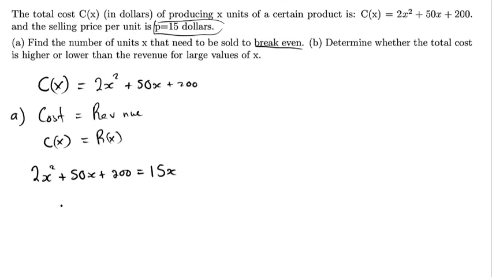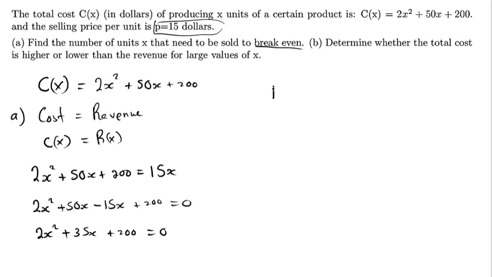If I rearrange this equation, what I'll get will be 2x squared plus 50x minus 15x plus 200 equals 0. So 2x squared plus 35x plus 200 is equal to 0. Okay, so now let's find the number of units. In short, let's find the value of x such that we know the way to break even. In this case, we first have to determine whether this is possible or not. To do that, we have to find the discriminant. The discriminant, D, is found by b squared minus 4ac.